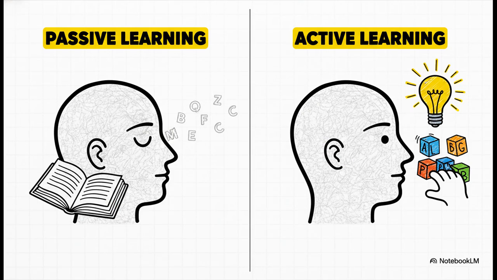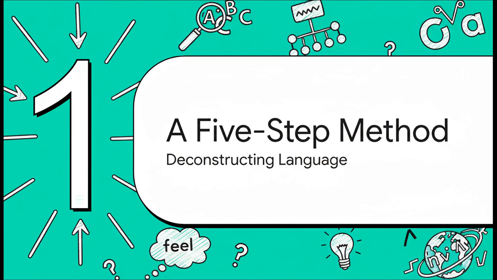It's because most of us learn new words passively. We just see them or hear them and kind of hope they stick. But what if there was a better, more active way to learn? Well, that's exactly what we're digging into today. It's all about really engaging with a word, which, let's be real, is how you actually make it stick in your brain. So that leads us right to this really powerful idea, a 5-step method for basically deconstructing language.